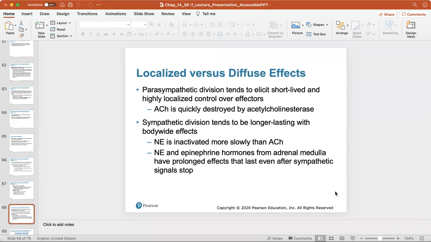And your sympathetic division tends to be a longer lasting response because norepinephrine, which is one of the neurotransmitters used in the sympathetic division, is inactivated more slowly. So norepinephrine and epinephrine hormones from your adrenal medulla can have a more prolonged effect because they will last longer.